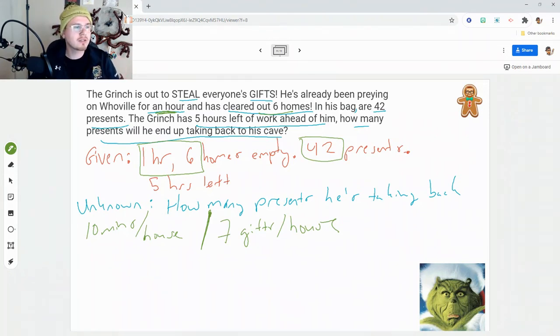So now the question is, okay, how can I answer this question best? If there's 5 hours left, how many presents will he end up taking back to his cave? Well, I think I can chop this up a couple different ways. I really just got to think about how I want to structure this.